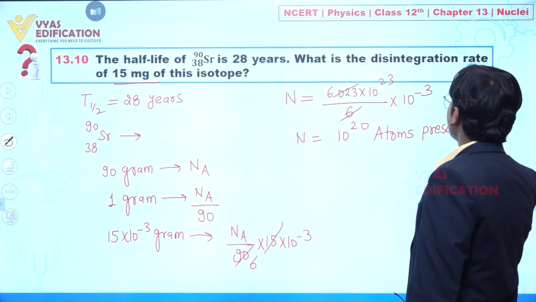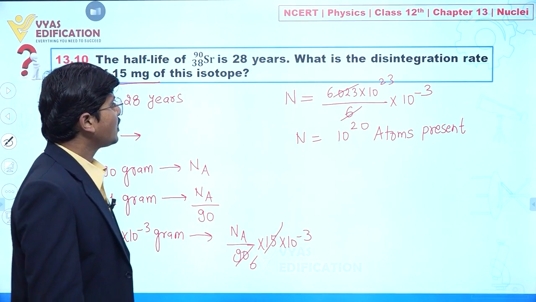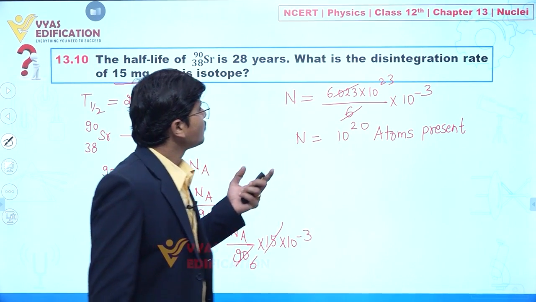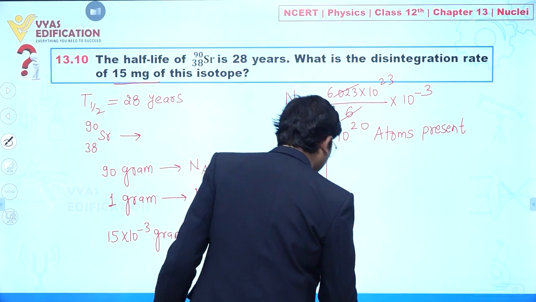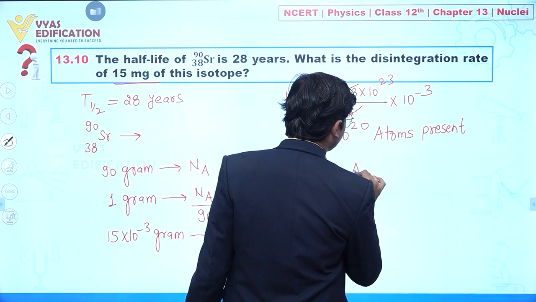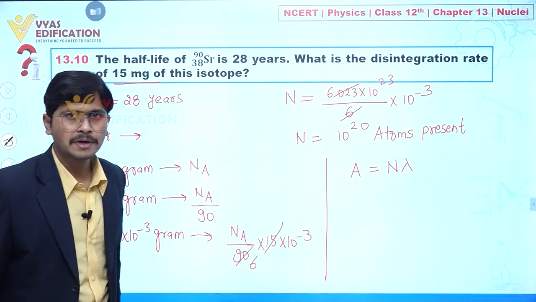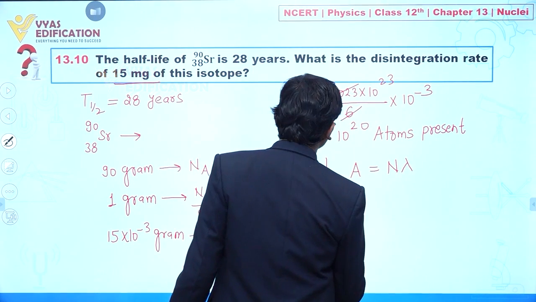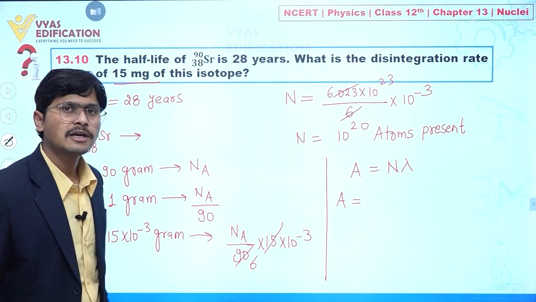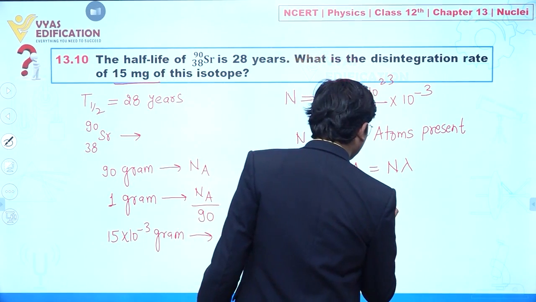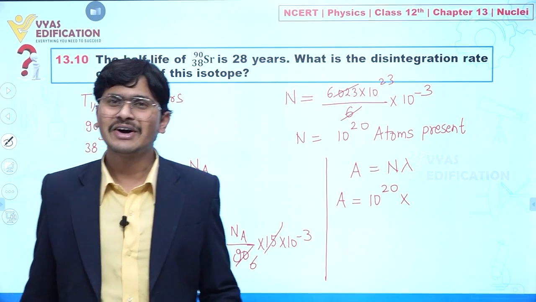Now what we have to find is the disintegration rate. We know one important relation: activity is given by the product of N multiplied with lambda. This activity is measured in terms of disintegrations per second or in becquerel. So the value of N we are taking as 10 to the power 20, but how can we calculate the value of lambda?